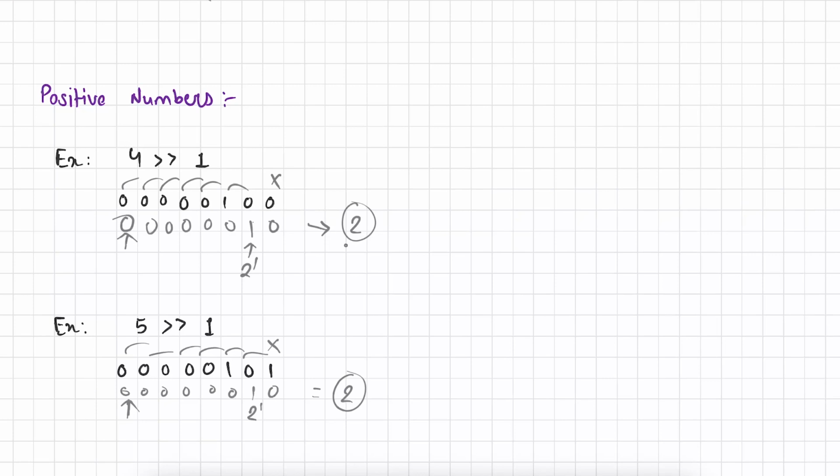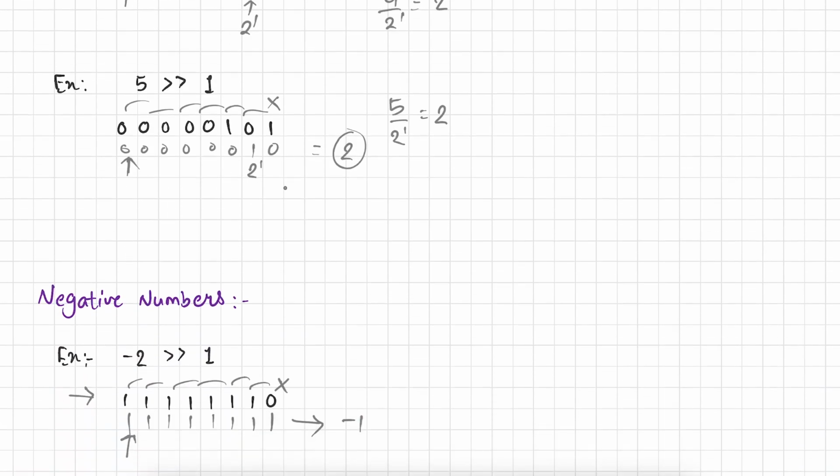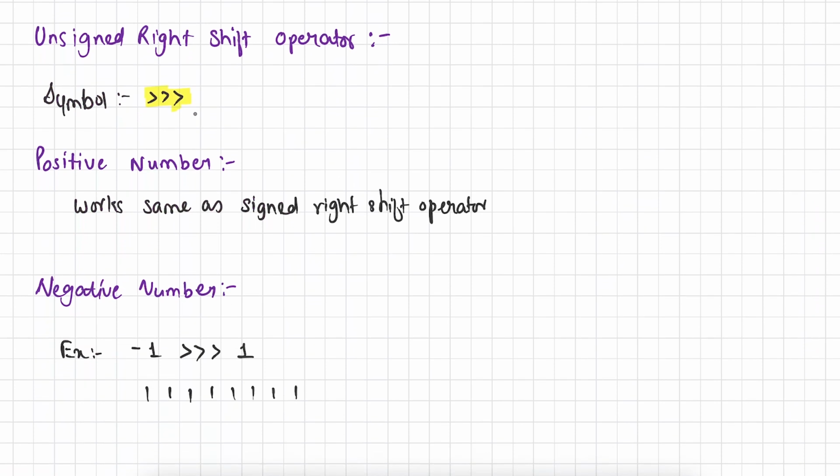So the number was 4, so 4 divided by 2 to the power 1 equals 2. And if the number is 5, then 5 divided by 2 to the power 1, we again get 2, right? So this is how the signed right shift operator works. Now let's talk about the unsigned right shift operator.